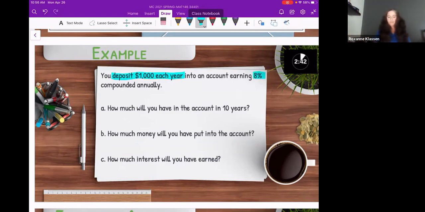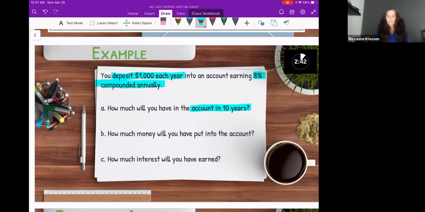And it's going to earn 8% compounded annually. Now, mind you, that might not be a realistic interest rate, right? If you could find 8% interest, I would be very excited for you. But these are just example problems. So you could investigate what the interest rate is on your savings account at the bank, but it's probably less than 2%, just so you know. Okay. All right. So it's asking us how much will we have in the account in 10 years?